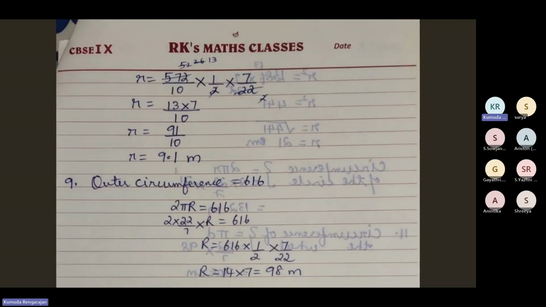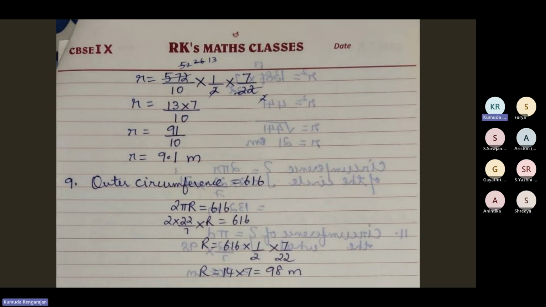2 and 22 by 7 will come to the other side, right? We'll have to transpose them. 2 will become 1 by 2. It will become its reciprocal on the other side. And 22 by 7 will become 7 by 22 on the other side. To find r, you need to take 2 and 22 by 7 to the other side, so they become their reciprocals. 2 by 1 becomes 1 by 2. 22 by 7 becomes 7 by 22. Then simplify.